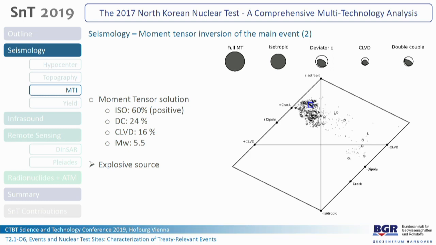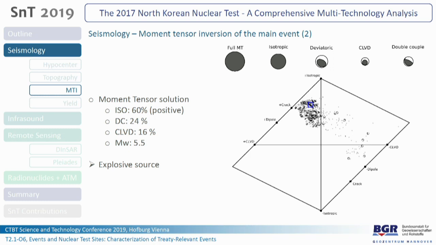We come up with a moment tensor decomposition, and then we estimate an isotropic part of around 60%, double-couple part of 24%, and a CLVD component of 16%. This is comparable to plenty of other studies. They found similar results, I would say. Moment magnitude we estimate here, so a little bit more reliable, I guess, is 5.5. Clearly shows it's an explosive source. No one doubts that, I guess.